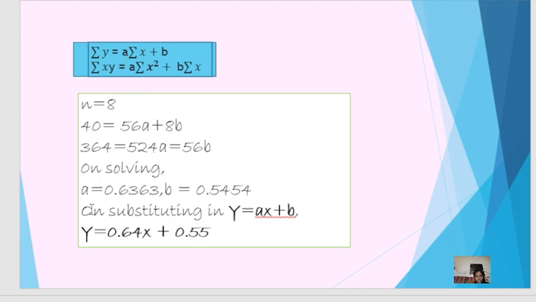We have got the summations. Summation y is 40, summation xy is 365, and summation x is 56. We need to find a and b from these equations. Once we have found the values of a and b, we substitute them in the equation y equals ax plus b. So this is the equation we have got.